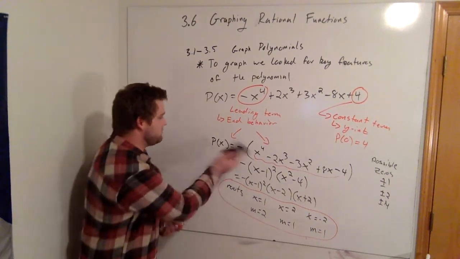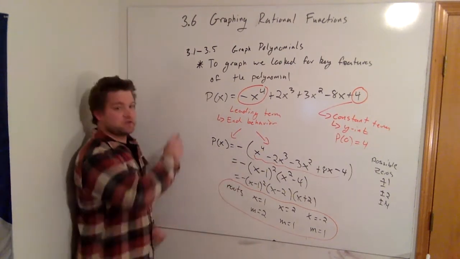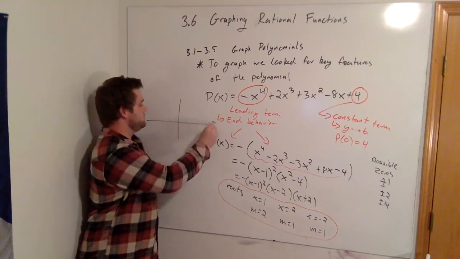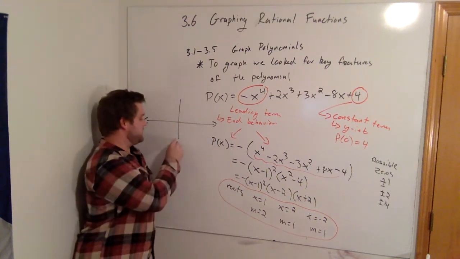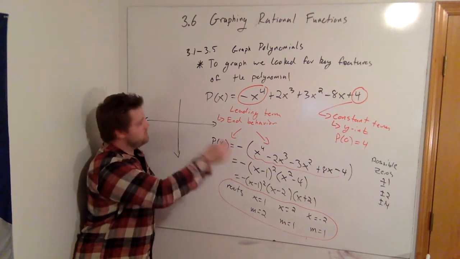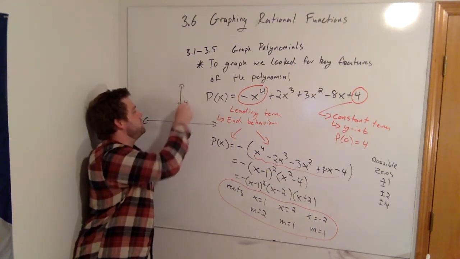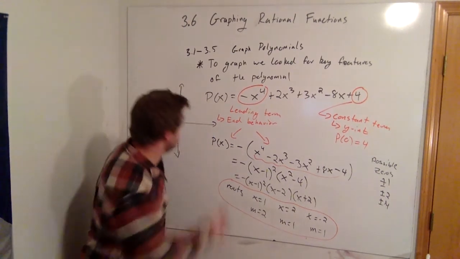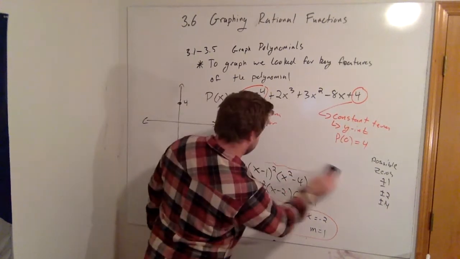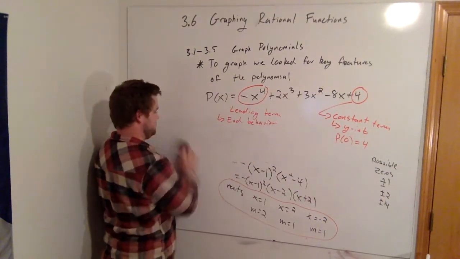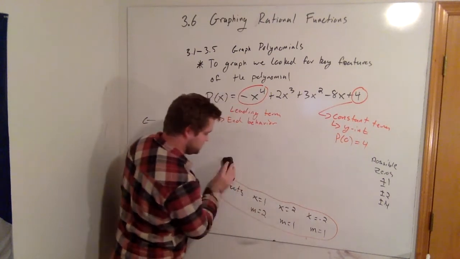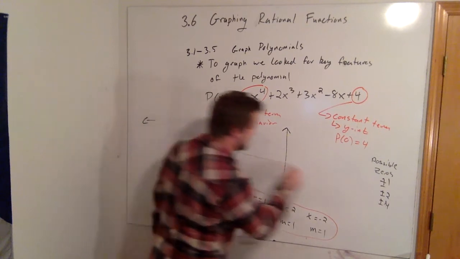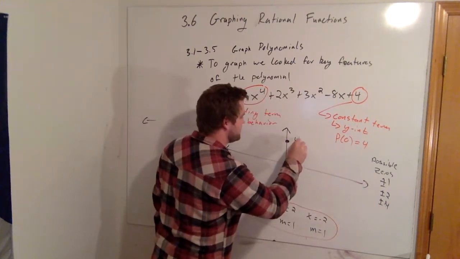I need more board space. Let's just do a quick little sketch right here. So what's this thing going to look like? I know it has a y-intercept of 4, so let's mark a 4 here. So the graph goes through here. It has end behavior. And let's just erase some of this here. Okay, so we have a y-intercept of 4.